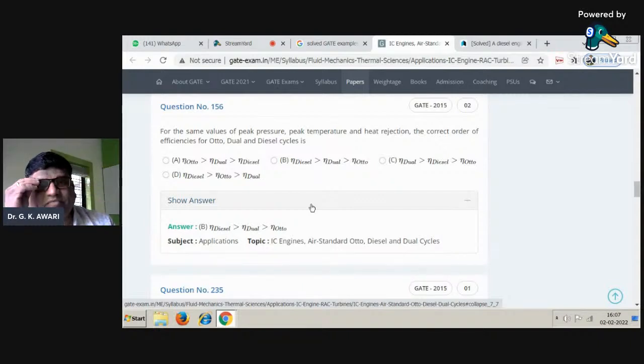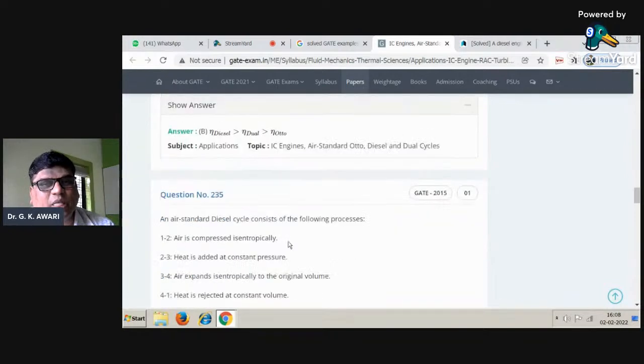For the same values of peak pressure, peak temperature and heat rejection, what is the correct order of the efficiencies of the Otto cycle, dual cycle, and diesel cycle? That is, the efficiency of the diesel cycle is greater than the dual cycle and the Otto cycle for the same values of the peak pressures, peak temperatures, and the heat rejection.